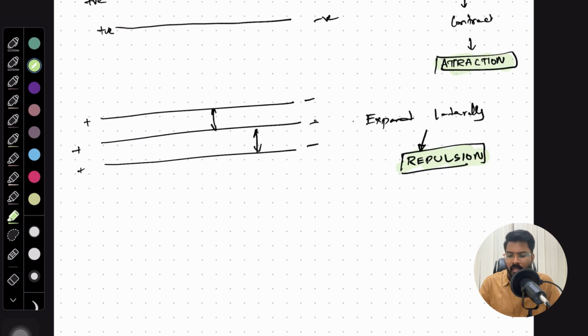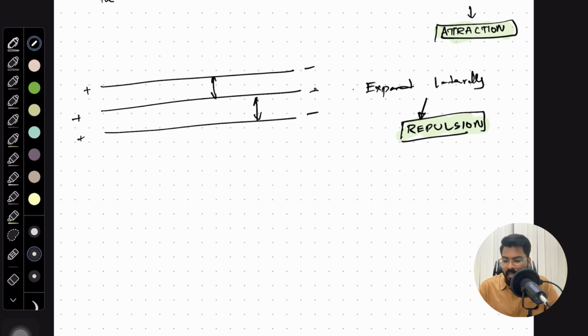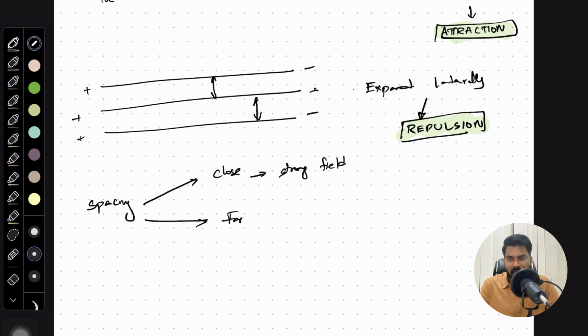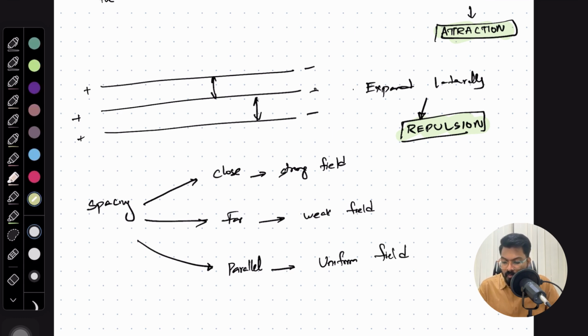And then when we speak about the electric field, the spacing of the lines could tell us some things. Now let's say the spacing is very close, that actually represents a very strong field. If the spacing is farther, then they represent a weak field. However, if the lines are parallel, then we are speaking about a uniform field. That's what the spacing of the electric lines of force tells us.